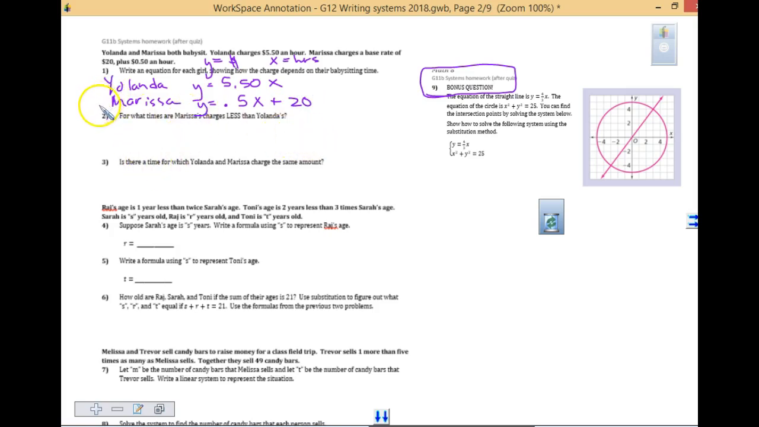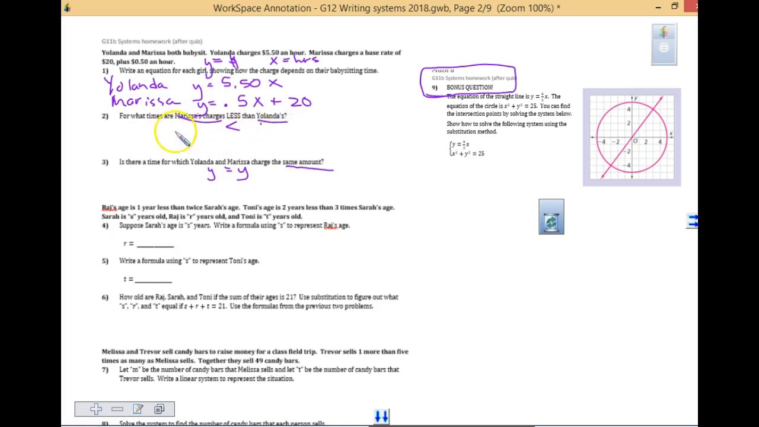My next hint when you do this assignment is, before you do number 2, do number 3. Number 3 says, when do they charge the same amount? If it's the same amount, that means I want to find y equals y. Okay? So my hint is it might be easier to do number 3 and then go back and do number 2. But number 2, less than, remember that just means Marissa's charge has to be less than Yolanda's.